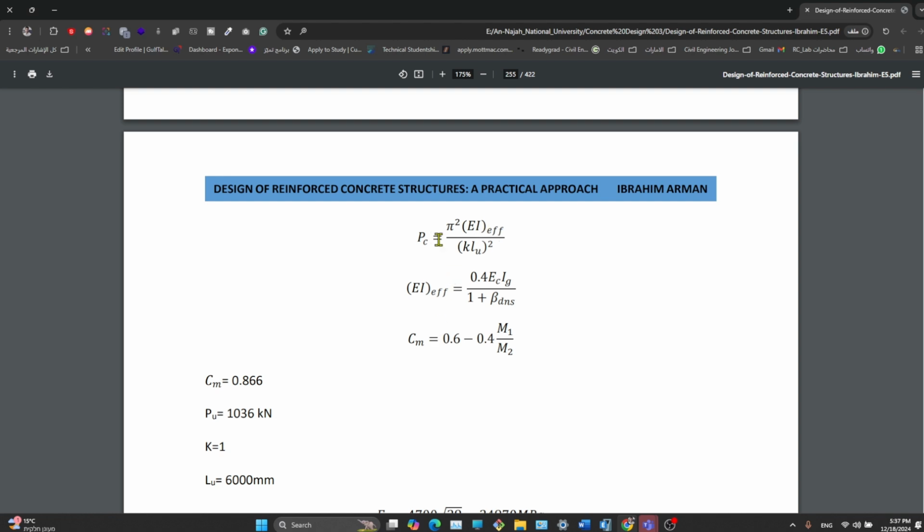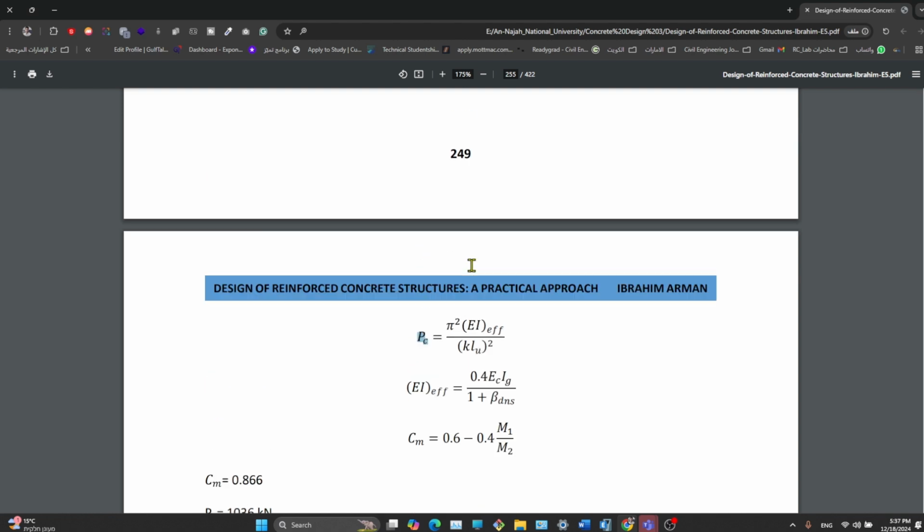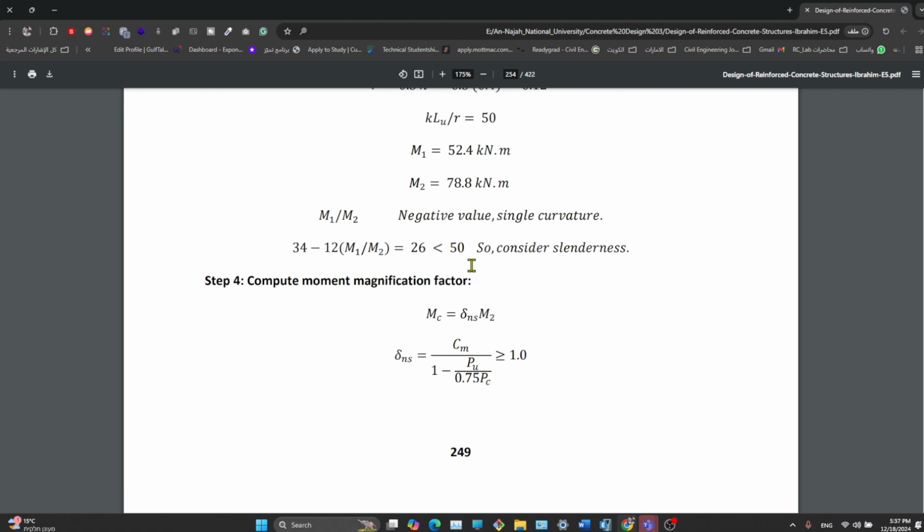Once it's computed, I can compute the PC, which is the Euler load. Then PC, P ultimate is computed or given. TM is computed also. I can compute the delta NS, which is the factor to magnify the moment, for the large moment. We agreed. So I can then compute MC, the magnified moment. Do you have any questions on this procedure?